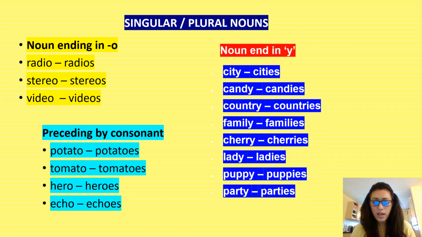Now the nouns that end in y change to ies. So city, cities, candy, candies, country, countries, family, families, cherry, cherries, lady, ladies, puppy, puppies, party, parties.